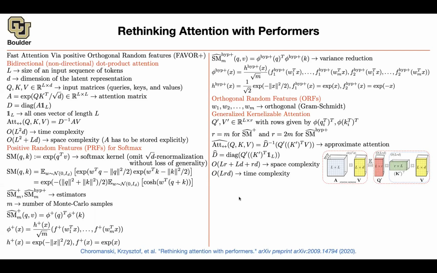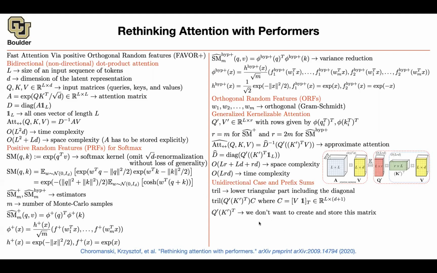This was for self-attention. What if you want to do the decoder part? That one is a little bit more complex. You need to look at the lower triangular part of your matrix, including the diagonal. There is going to be q prime times k prime times c. C is now your v and this identity because we need it to compute d. The idea is don't compute q prime, k prime. Do it this way. First compute k prime times your v and the identity.